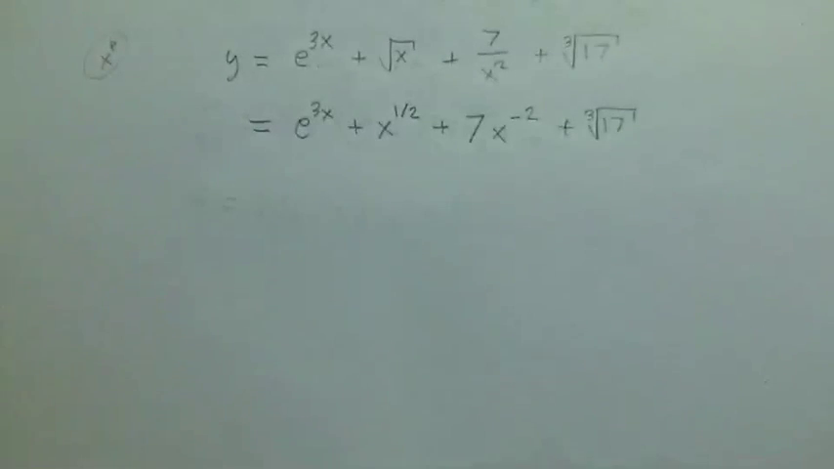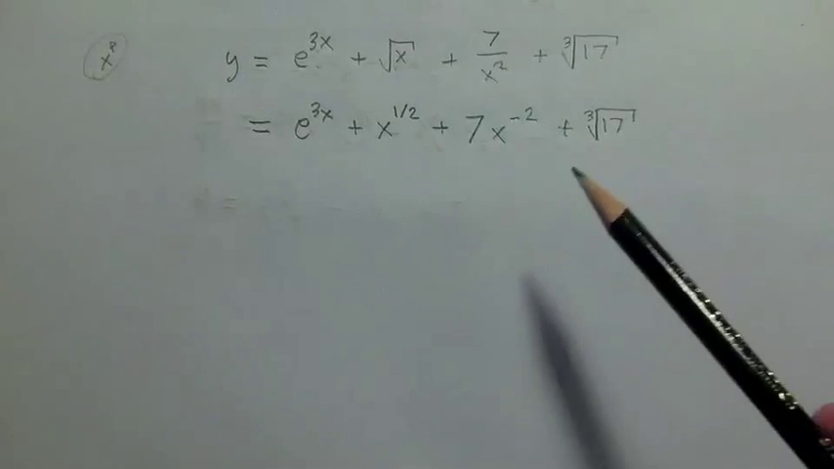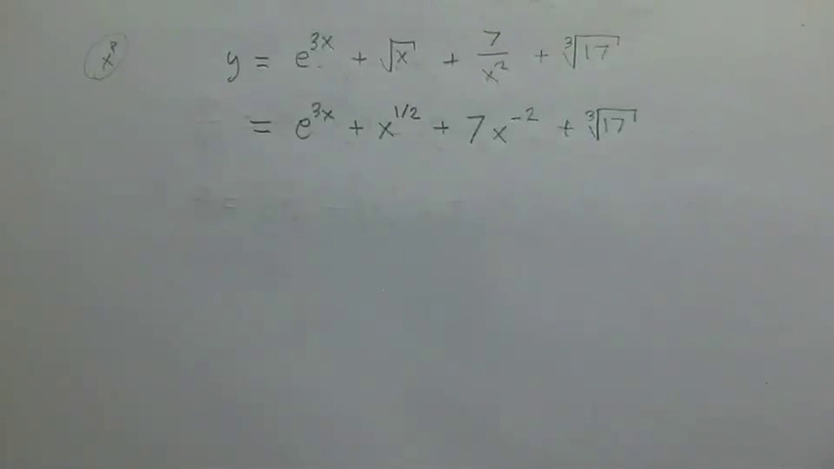And then we're going to have that cubed root of 17 there. We're not going to change that. We could write that as 17 to the 1/3 power, but there's no need to do that because it's a constant and its derivative is going to be 0, of course.